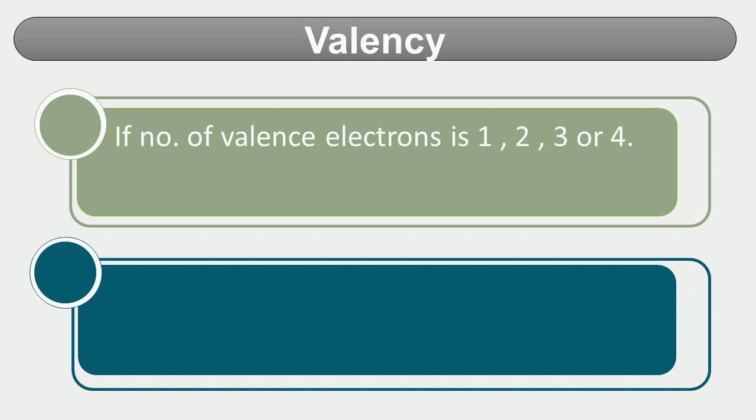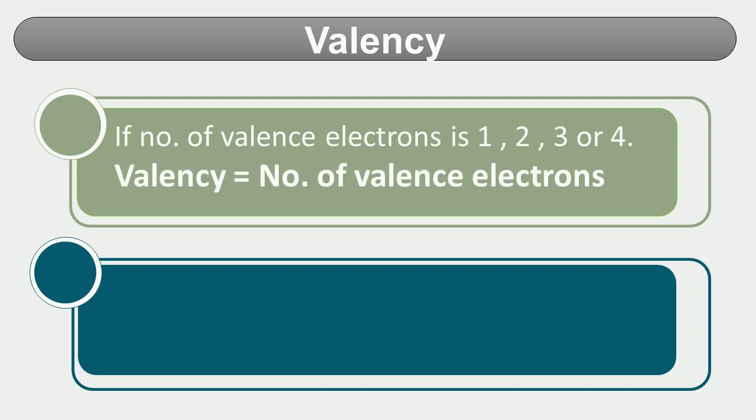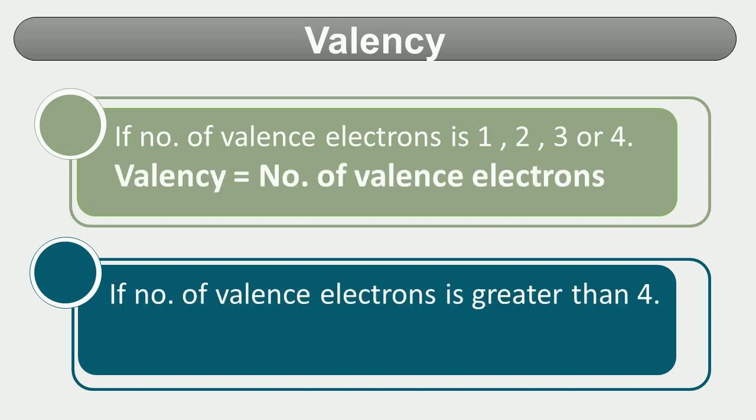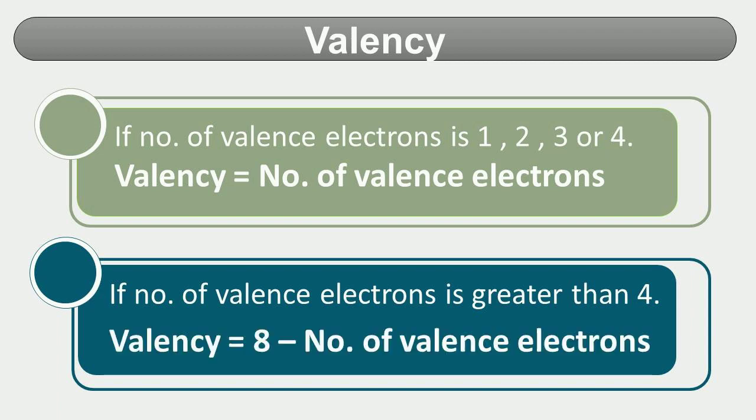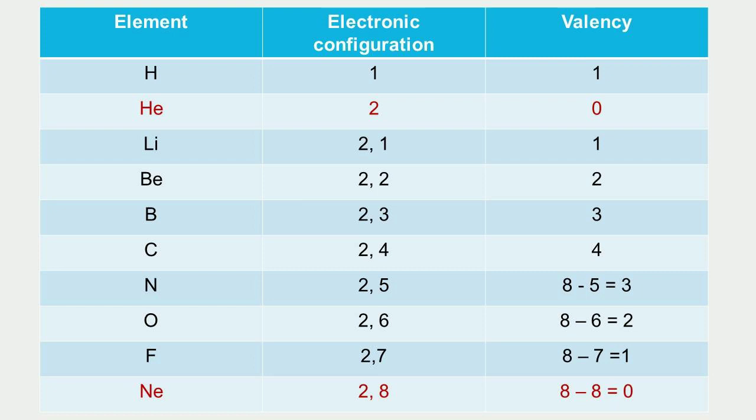If the number of valence electrons in an atom is 1, 2, 3 or 4, then the valency of that atom is equal to the number of valence electrons. And if the number of valence electrons in an atom is greater than 4, then the valency of that atom is equal to 8 minus the number of valence electrons. As the noble gases are stable, they don't combine with any other element, and hence their valency is equal to 0. For example, helium and neon are noble gases, that's why their valency is equal to 0.